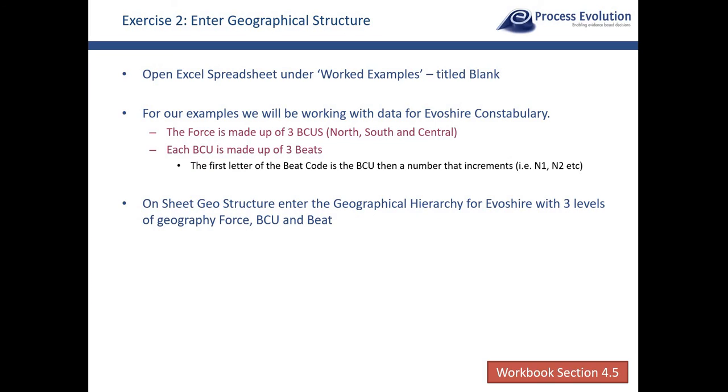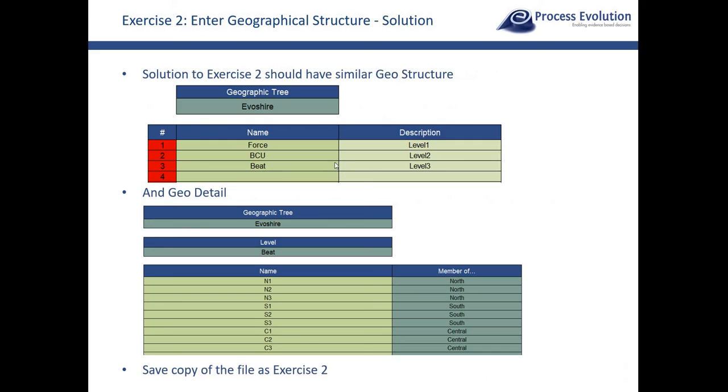If I jump back to my presentation, what I would hope to see is that the outputs I've got within the model: Evilshire, force, BCU and beat on the geostructure tab, and then in the geo detail at beat level 3 north, 3 south, 3 central. So this is how we've gone in and put the geographical structures in for our force. At this point I would suggest that we save a copy of this, as we're going to use this as a basis for future models.